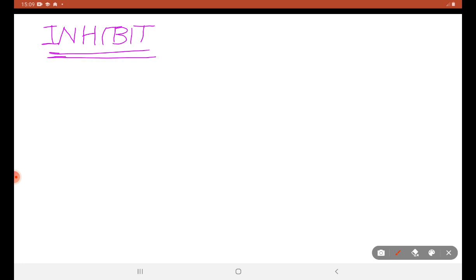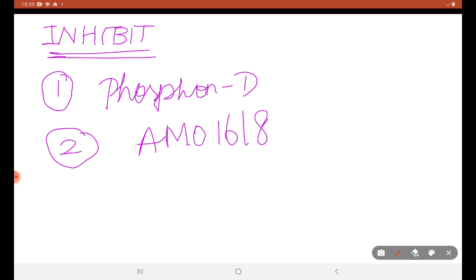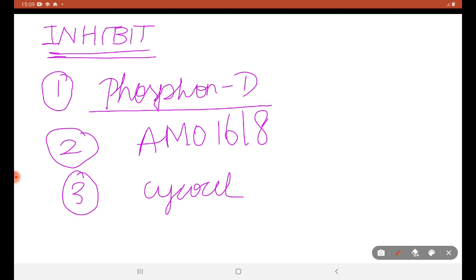What are the compounds that inhibit gibberellin? First up is Phosphon D. Phosphon D, first compound. Second compound is AMO 1618. Third compound is cycocel. Phosphon D, AMO 1618, cycocel, CCC.